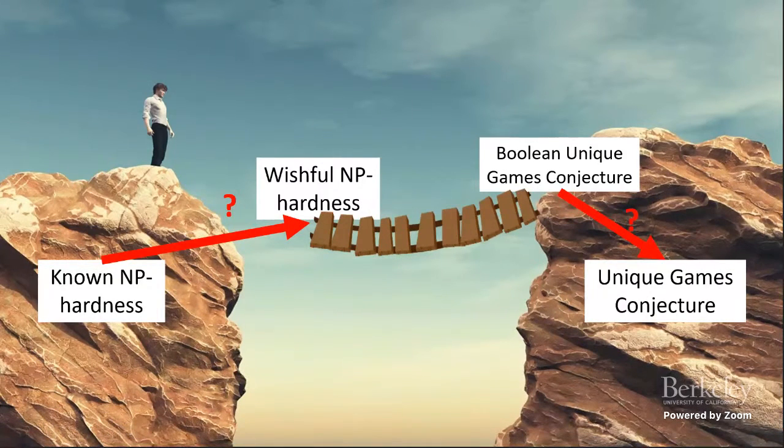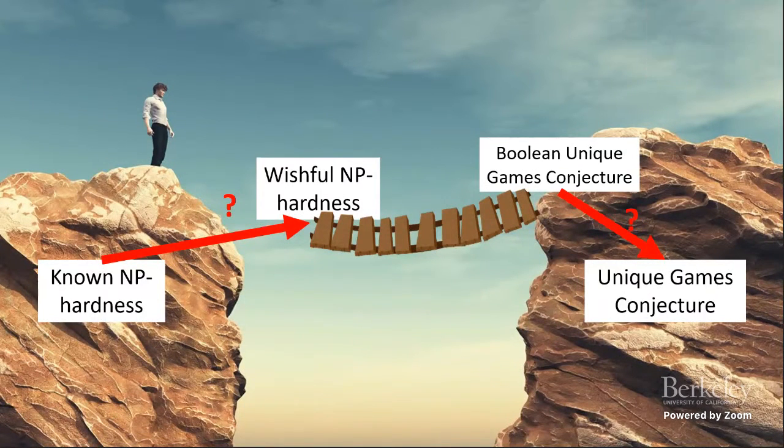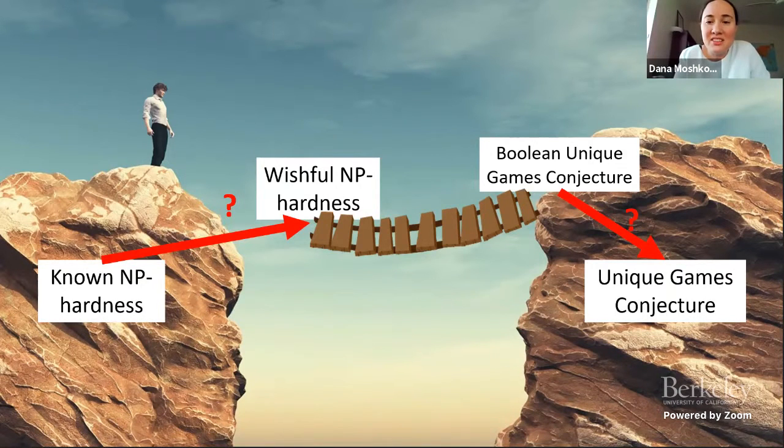Dana, just confirming, you haven't told us about the testing result yet, right? Like the precise testing. I will not tell you anything else about the testing result. The only thing I'll do is use it. I stated it before. I told you something about how it's proved, and at the end of this talk, I'm actually going to use it to prove hardness of Boolean unigames, assuming this wishful NP-hardness.